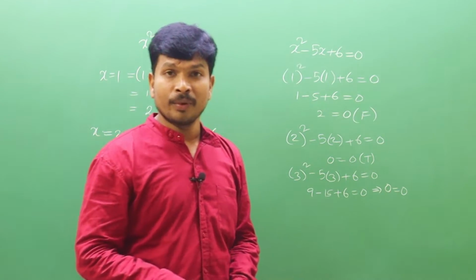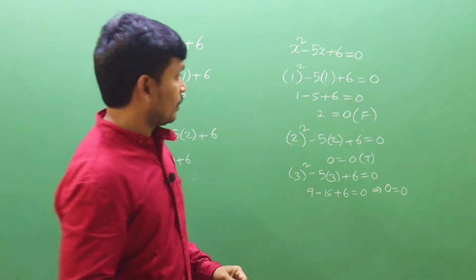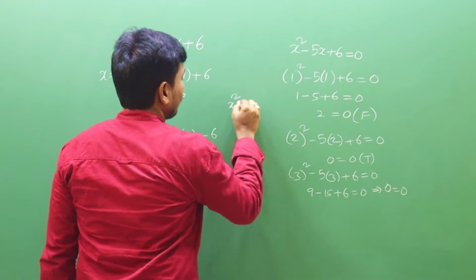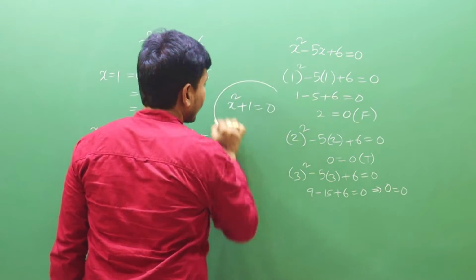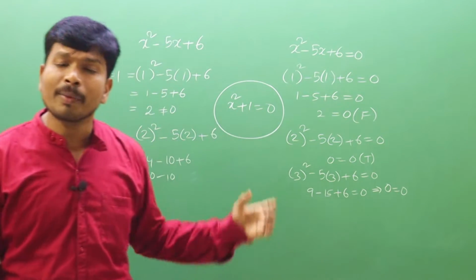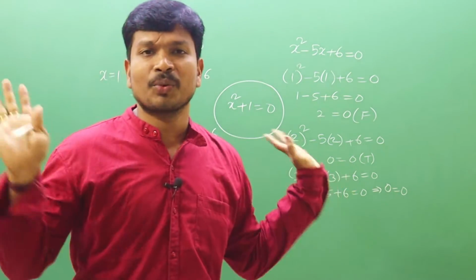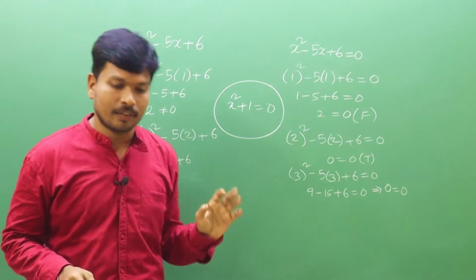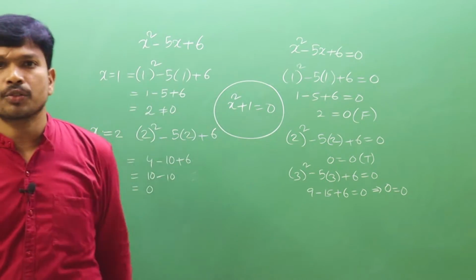One problem I will give you, say me the answer. Here I am giving x square plus 1 equal to 0. What are the roots of x square plus 1 equal to 0? How many roots are there? Definitely it has 2 roots because it is a quadratic equation. What are those? Pause the video and try to do it.